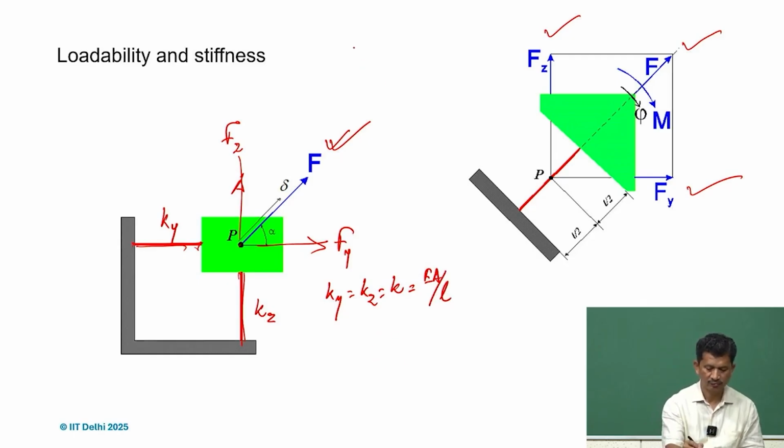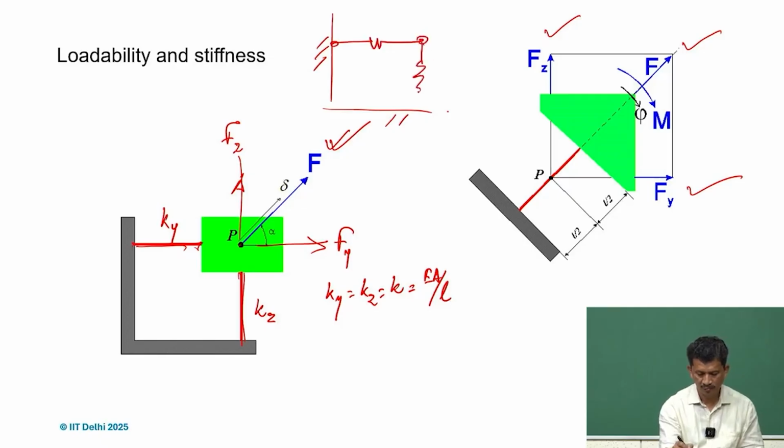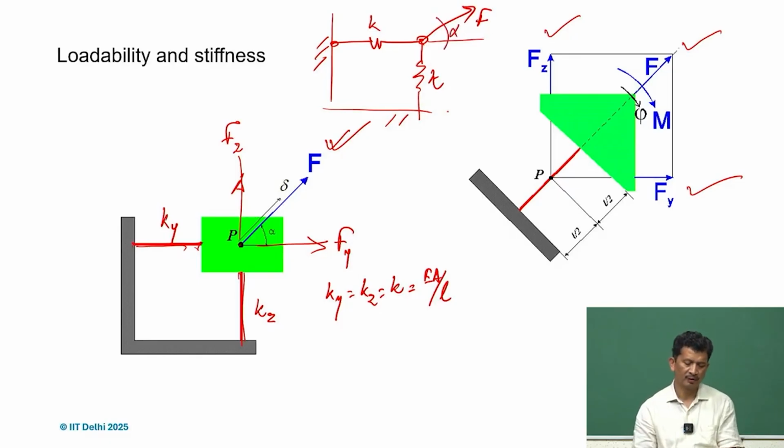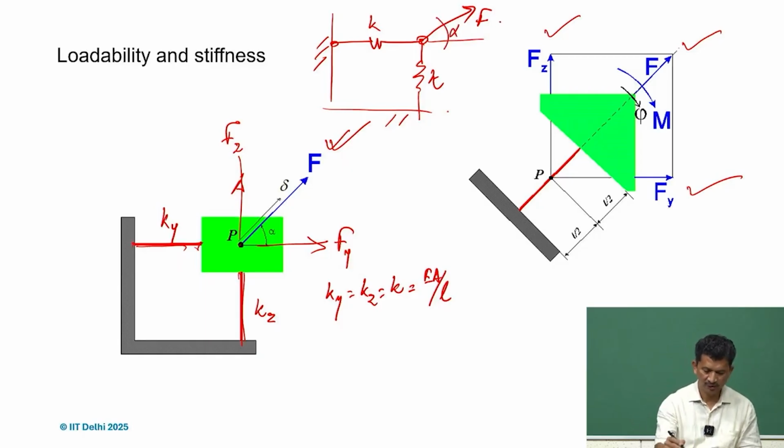If you try to make the equivalent diagram, same K, and for any force F, and there is an angle alpha, what we realize is that the stiffness experienced by F, so K, call it a function of alpha, which is F over delta.